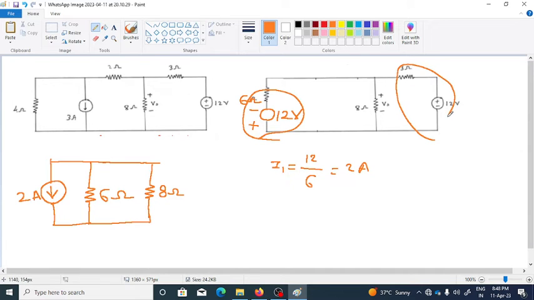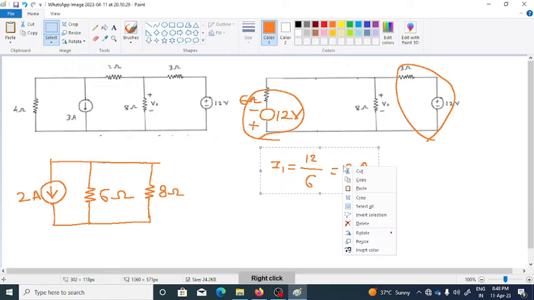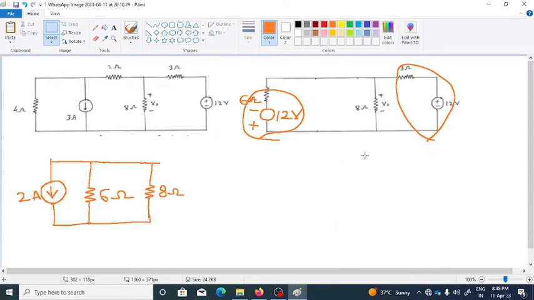Similar to the previous one, this voltage source will be converted into a single current source equivalent. So how much will be the value of the another current source? Let us say I2 will be equal to again this voltage source divided by the resistance. So it is again 12 volt divided by 3 ohm, so it will be again 4 ampere, right? So again we will be having here the another current source.